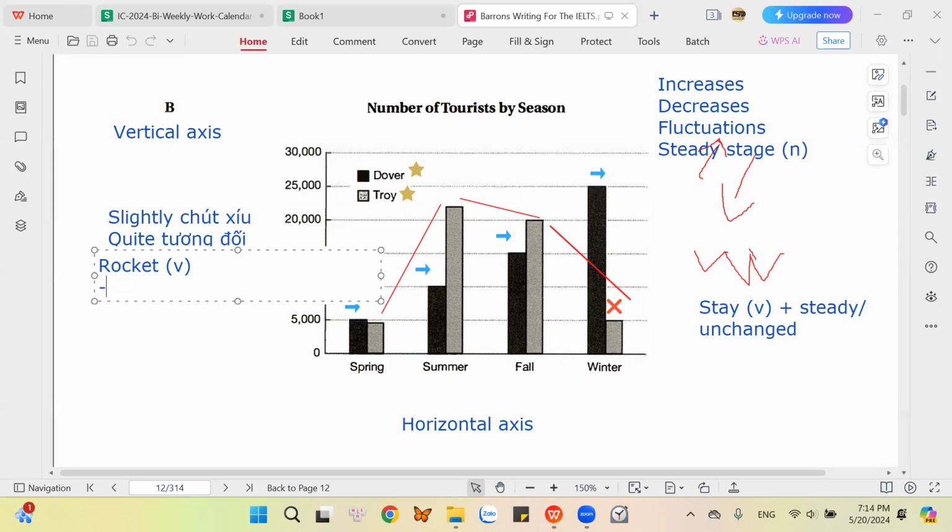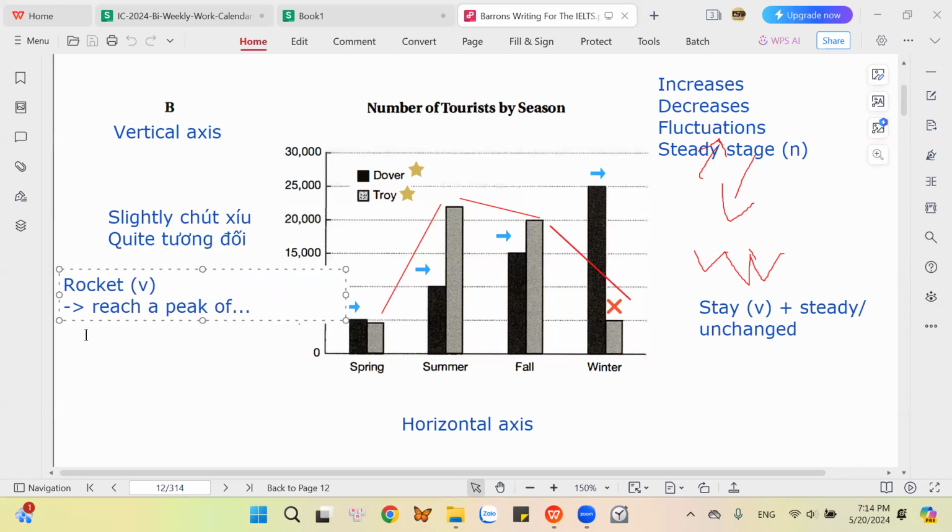Và khi mà nó tăng đột biến như vậy thì nó sẽ chạm được cái đỉnh gì? Reach a peak of. Sau cái of này thường thì người ta sẽ cho cái con số vào. Ok, the number. Có nghĩa là người ta sẽ cho một cái mốc vào. So of ở đây là cái mốc vào the number or the amount of something. Reach a peak of 2,000 or reach a peak of 10,000, for example.